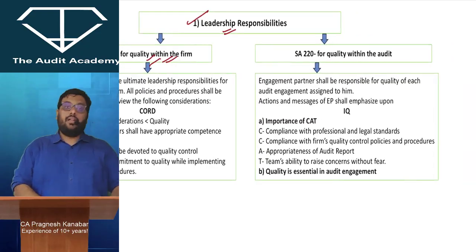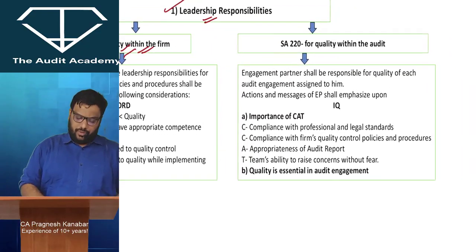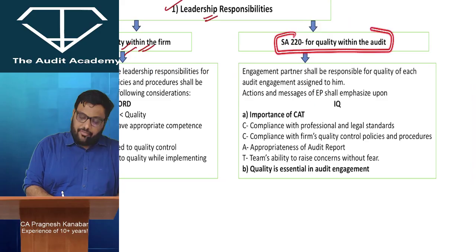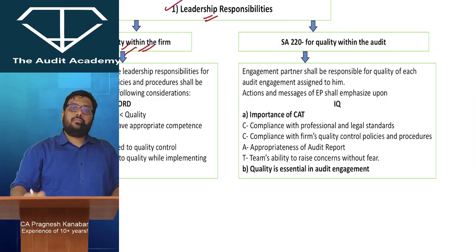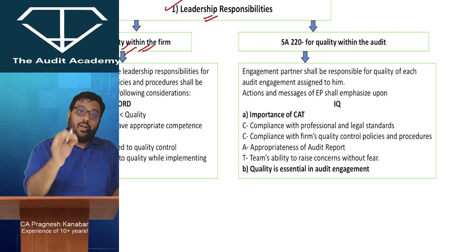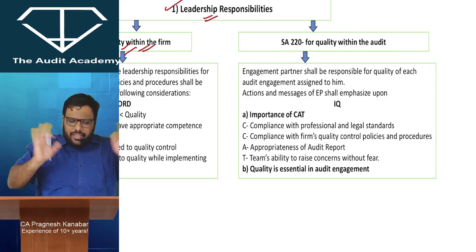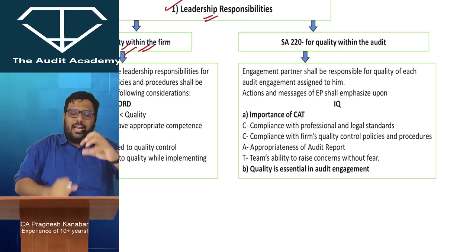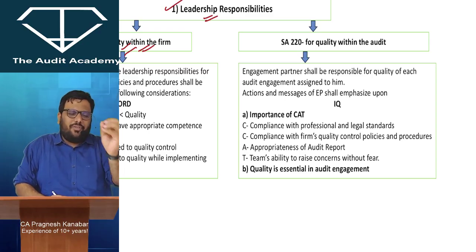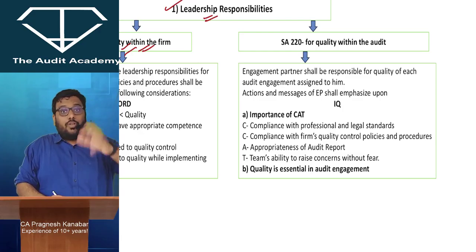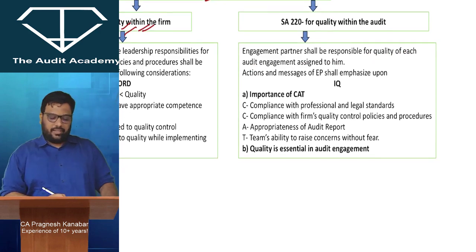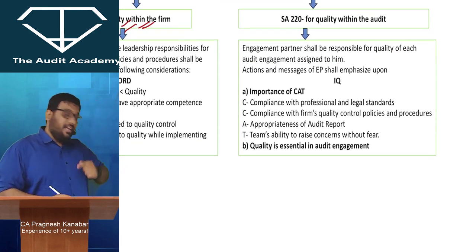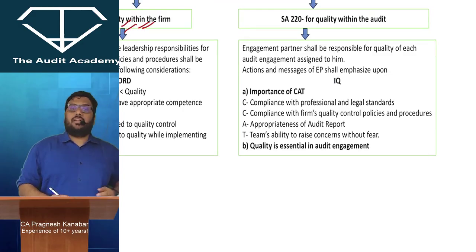Okay. Now, this was a doubt from live students attending. SA 220 for quality within the audit. The engagement partner will be responsible for quality within the audit. Now don't think from my angle, think from your angle as if you are handling an audit team of 10-15 people. What should be your actions and messages? Engagement partner should be responsible for quality of each audit engagement assigned to him. The actions and messages of the engagement partner.